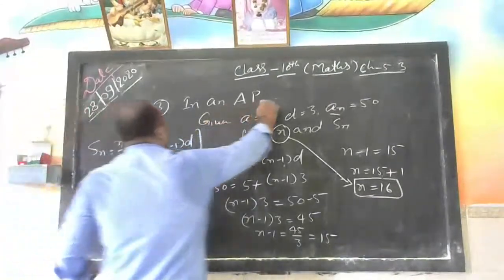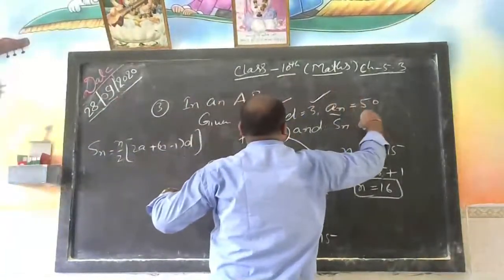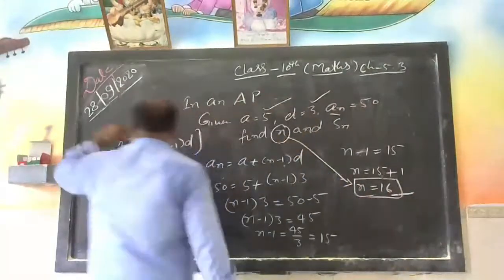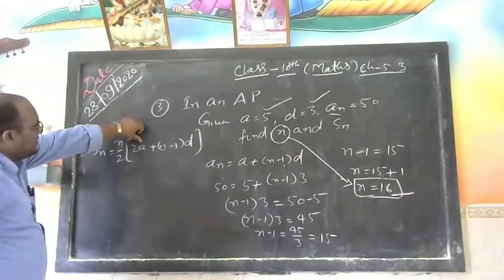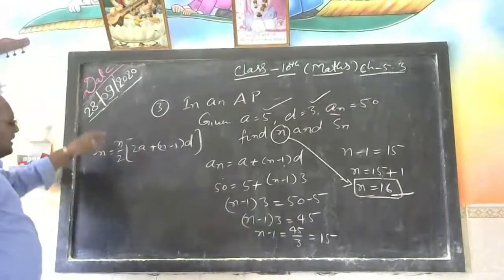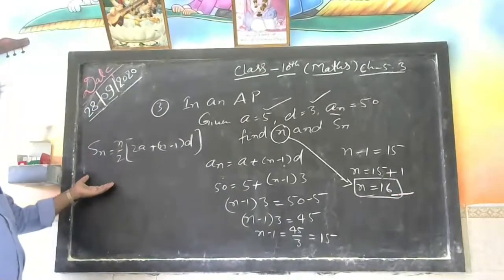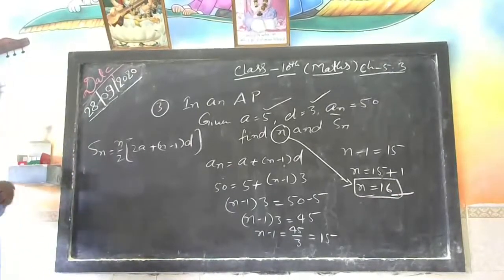It is already given: a is mentioned here, 5, d is given 3, and n you have found, that is 16. So you will put here the value of n equal to 16, a equal to 5, and d equal to 3. Then after putting all the values, whatever you get will be the sum of the series.